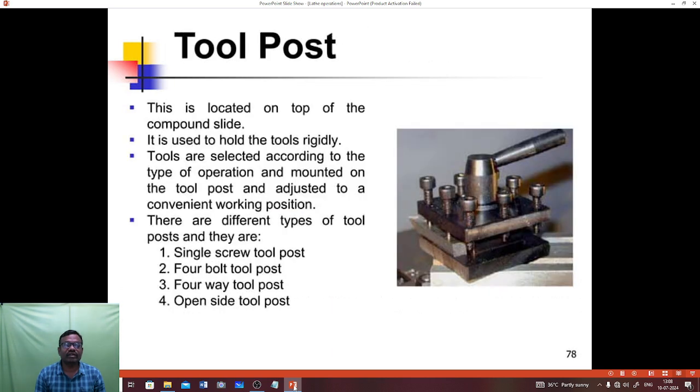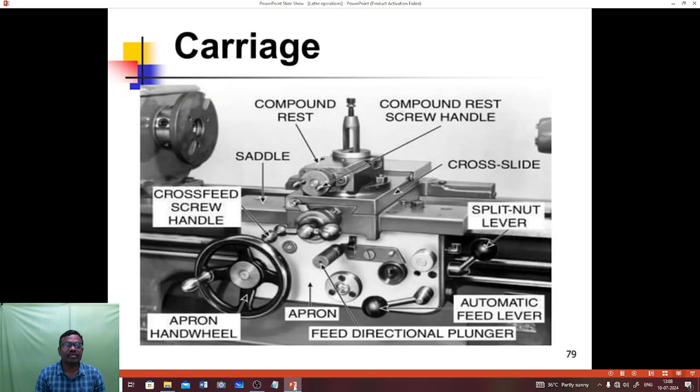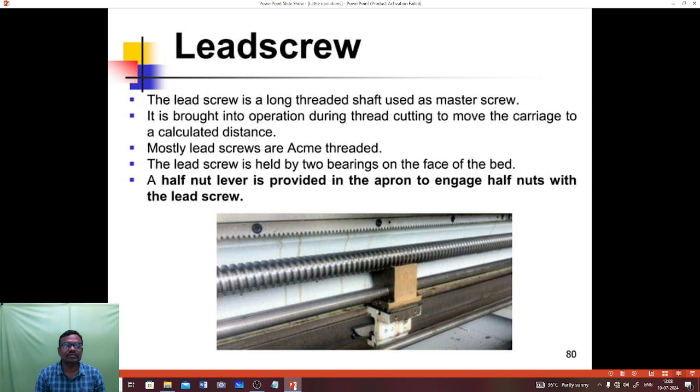Tool post is located on top of the compound slide. It is used to hold the tools rigidly. Tools are selected according to the type of operation and mounted on the tool post and adjusted to a convenient working position. The diagram indicates the carriage.